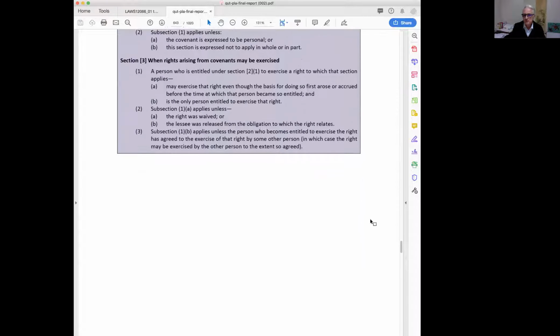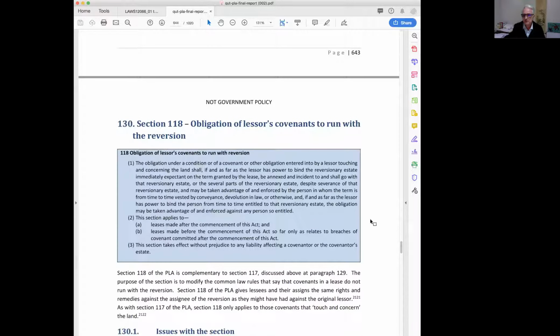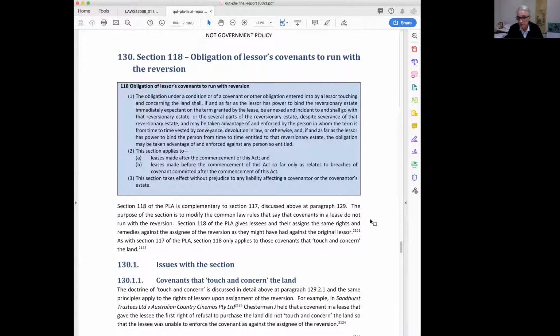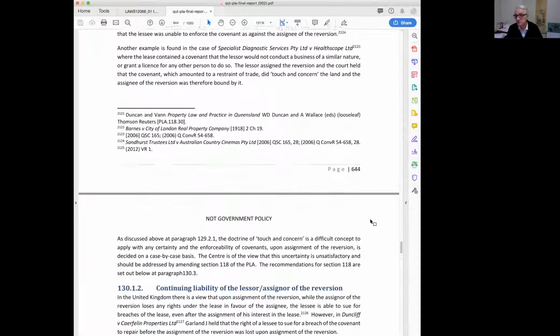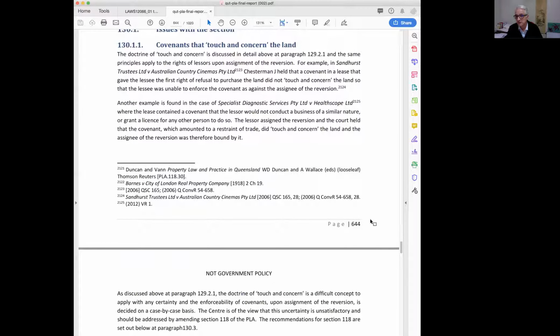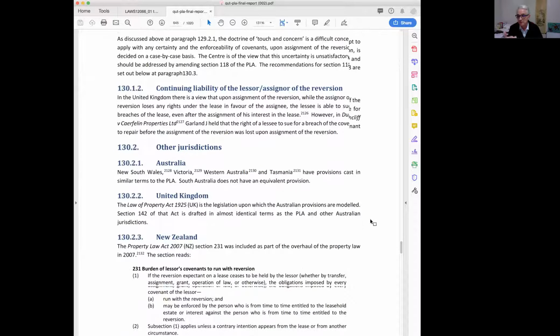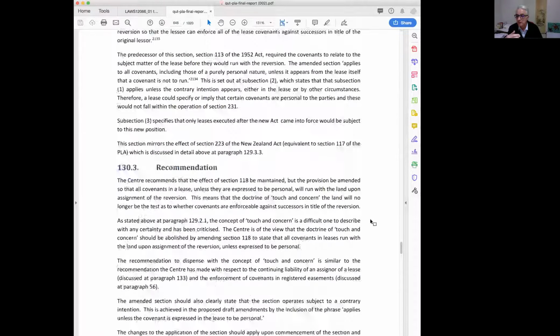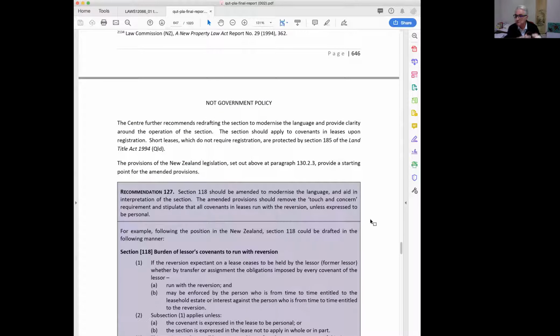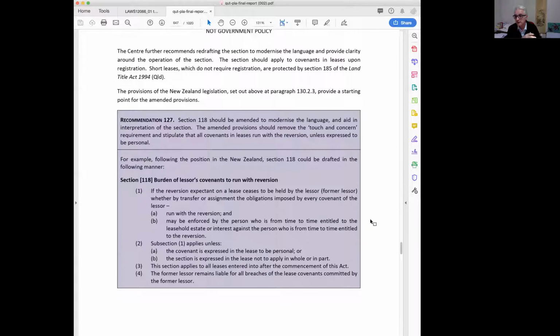When we come to section 118, the obligation of the lessor's covenants to run with the reversion, similar concerns have been raised in the same way, as above. So what is the recommendation here? Similar to 117, section 118 should be amended to modernise the language. This is on page 647 of the report.